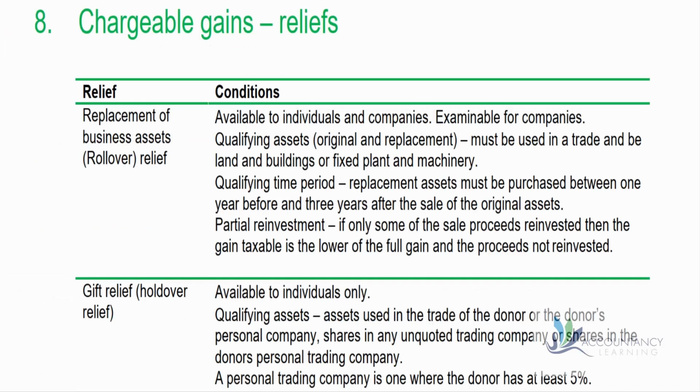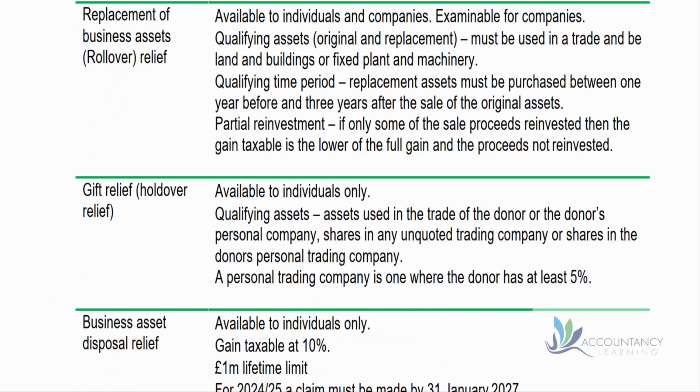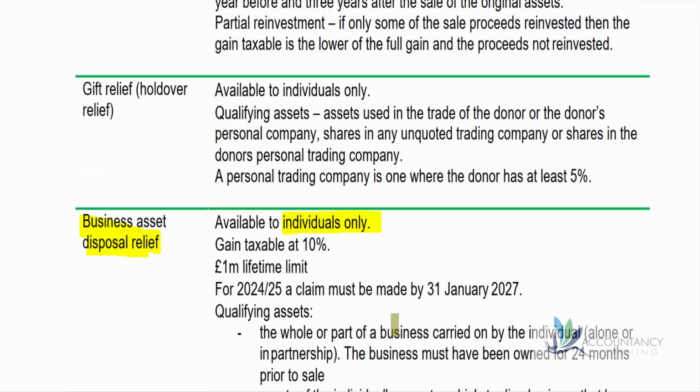So here's section 8 of the reference materials, and we can see there's a part here about the business asset disposal relief. We can see it's available to individuals only, so that applies to Sasha. We've got a tax rate of 10%. There is a 1 million lifetime limit.